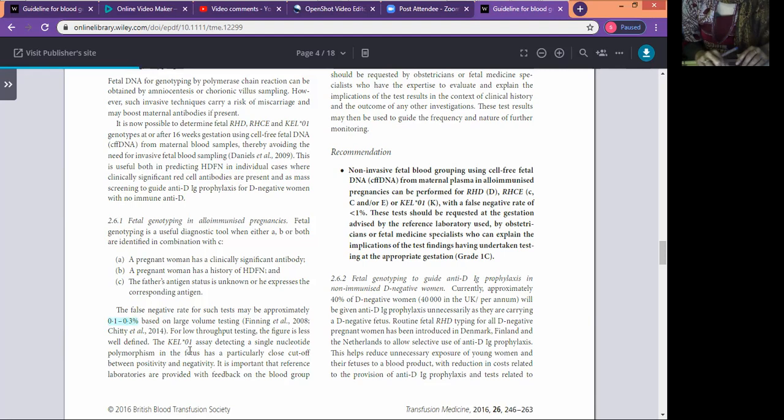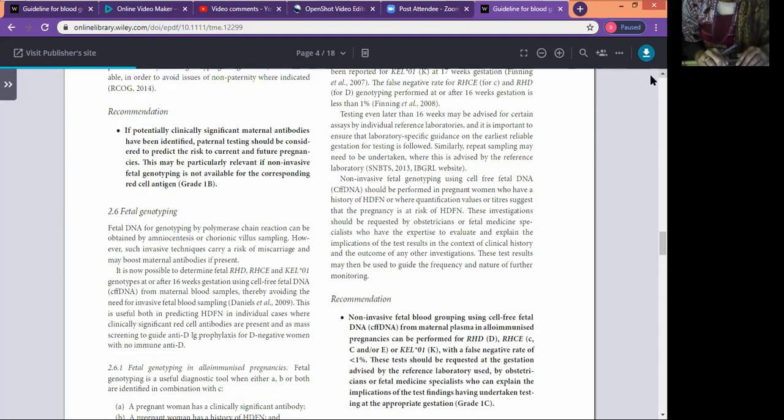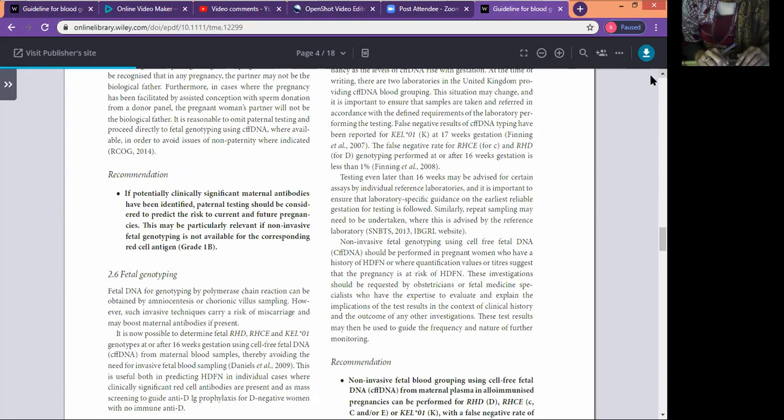But this Kel assay, the KEL*01 genotyping, which detects a single nucleotide polymorphism in the fetus, has a particularly close cutoff range between positivity and negativity. So the values of this Kel antigen assay are to be taken into account only when they are done from labs which have a large volume testing facility. So it is important where this cell-free fetal DNA is sent for testing. We should identify labs that have large volume testing and the expertise to go forward with the testing of these samples.